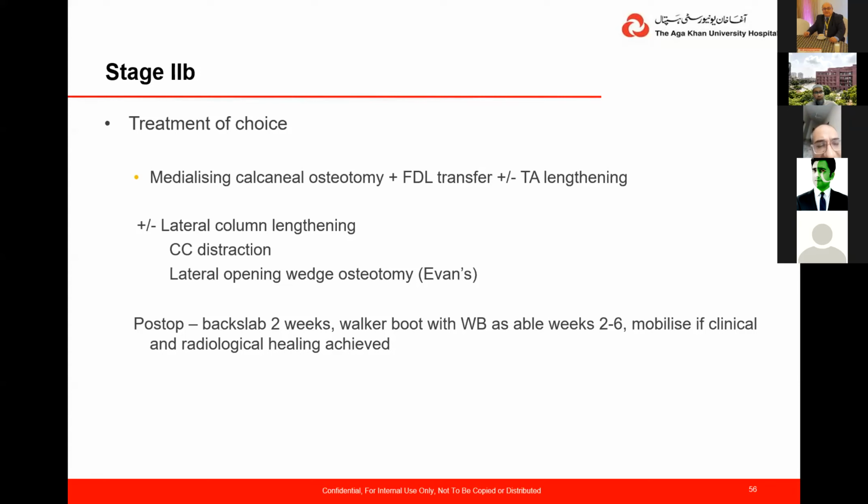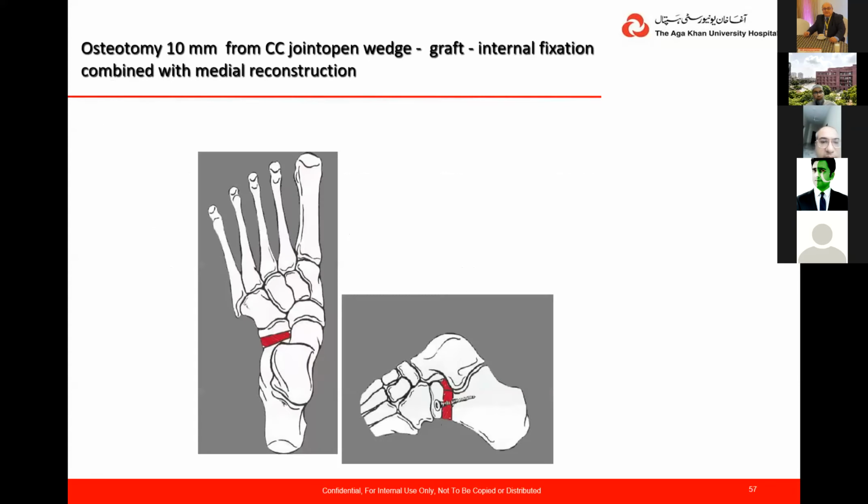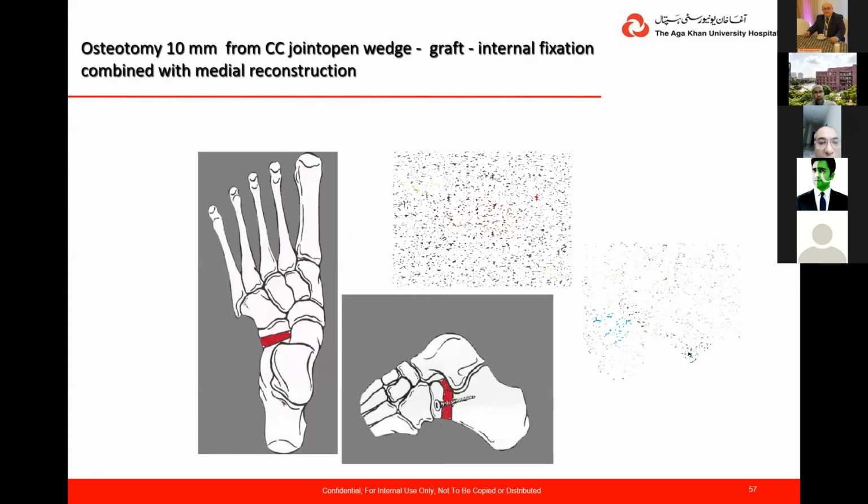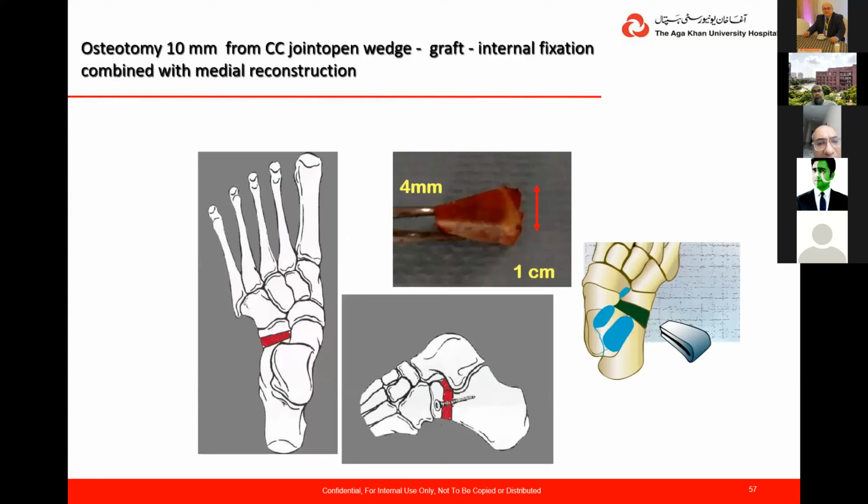Next. So some say 10 mm of the calcaneocoboid joint is opened and a graft is just placed. You can either leave the graft or you can put in a screw. Here is the slide which shows that the forefoot abduction can easily be corrected with this calcaneocoboid arthrodesis or lateral Evans osteotomy. Next.